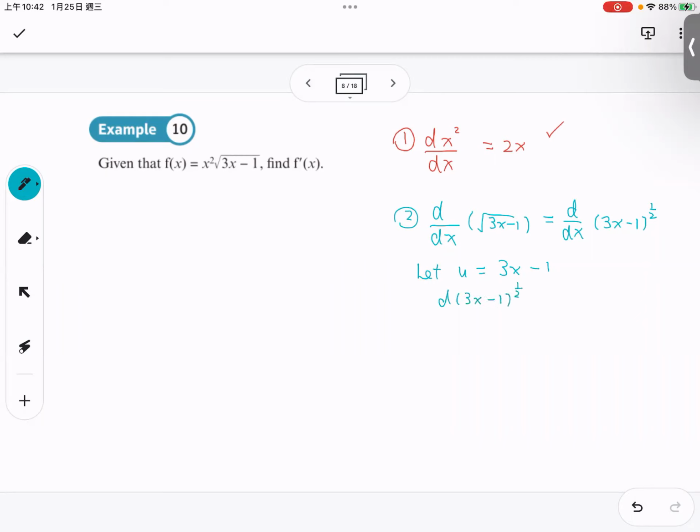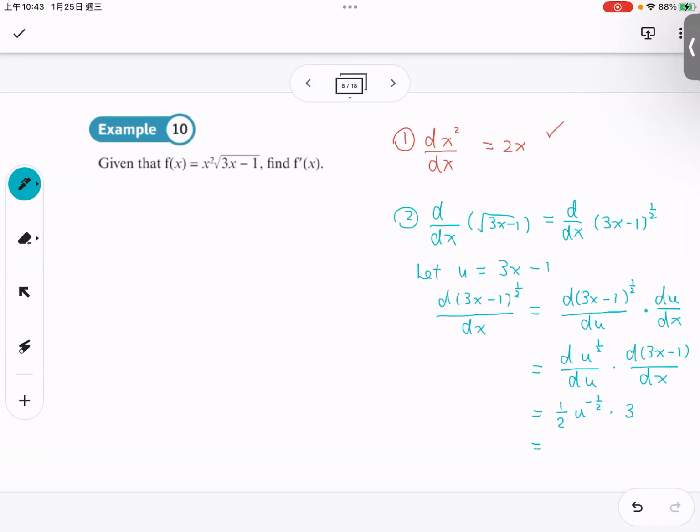d of (3x minus 1) to the power 1 half over dx is equal to d of (3x minus 1) with the power half over du times du over dx. So we transform it to du with a power half over du times d(3x minus 1) over dx. So we can see this is 1 over 2 u with the power negative half times 3, because the derivative of 3x is 3, but the derivative of negative 1 is 0. So you will see the answer of this one is 3 over 2 times (3x minus 1) with the power negative 1 half.